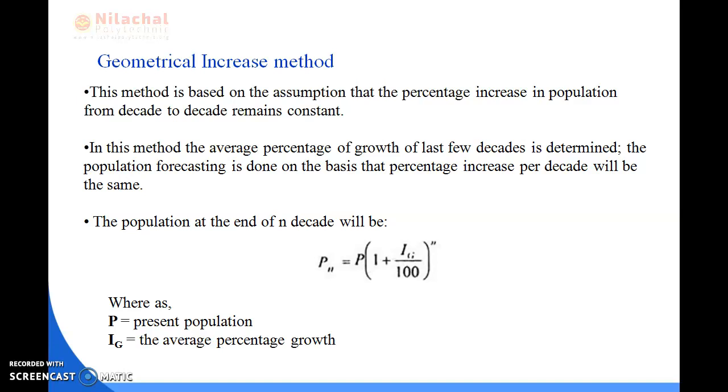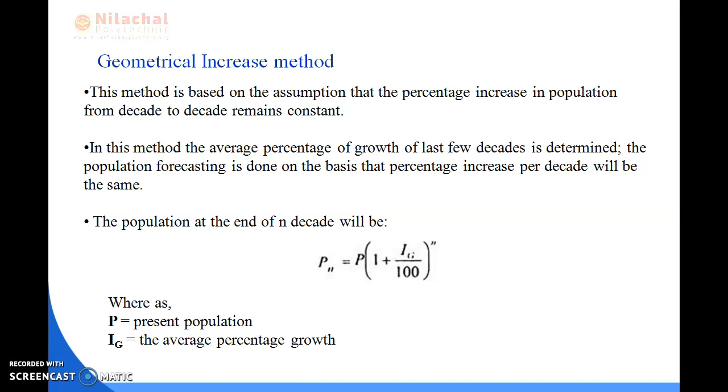In the geometric increasing method, the average percentage of growth of the last few decades is determined. The population forecasting is done on the basis that the percentage increase per decade will be the same. So this method is used for a rapidly growing city, where industries have grown and the population will be growing.